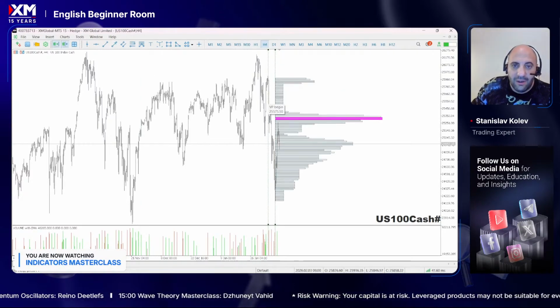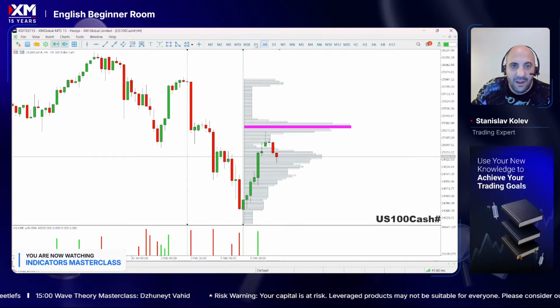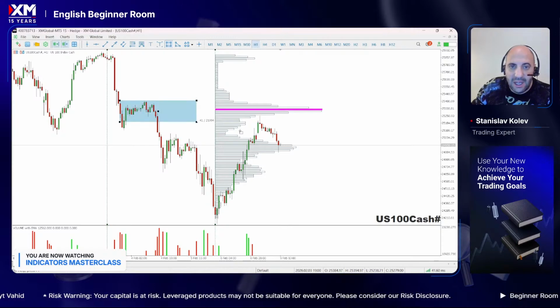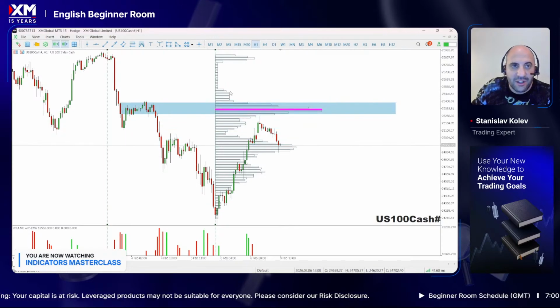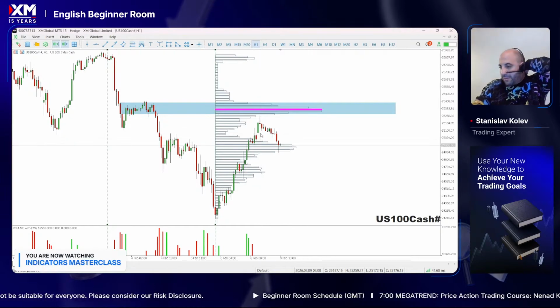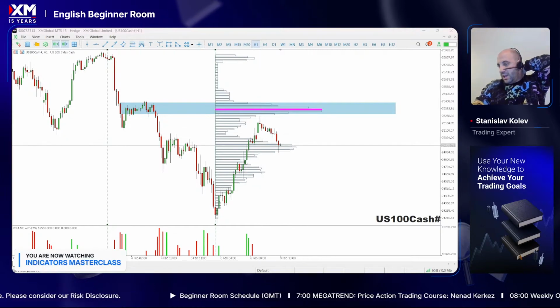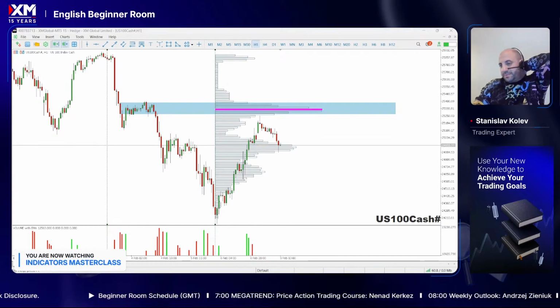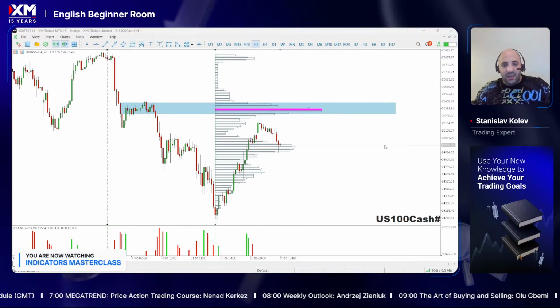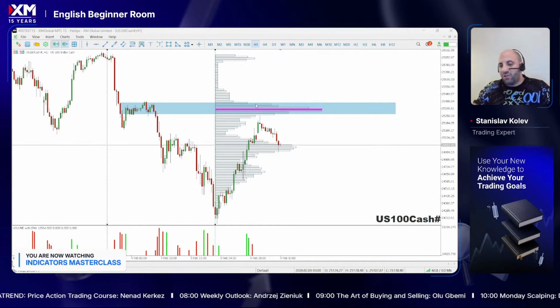All right. Look at this. Perfect scenario that we got into the overnight session. We got a retest of the structure. We gap up, we test the zone, and then we got it retested from the most volumetric zone.